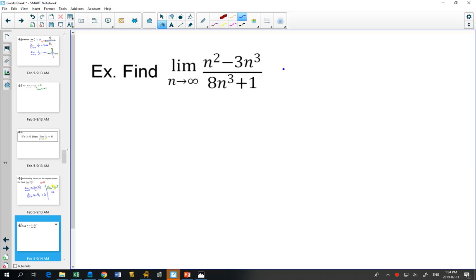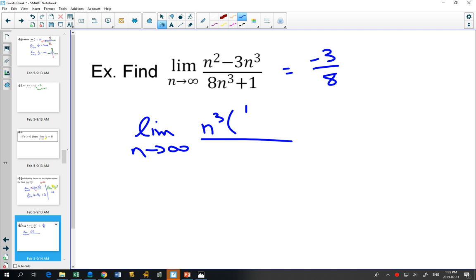So just by looking at it, if your guess was -3/8, you are correct. Why is it -3/8? Because n cubed is the highest power, and the number in front of n cubed in your numerator is -3. The coefficient of n cubed in your denominator is 8. Now looking at our technique, if we wanted to show why this worked, you could factor out an n cubed out of your numerator, leaving you with 1 over n minus 3, and an n cubed in your denominator, leaving you with 8 plus 1 over n cubed. Well, your n cubes would simplify.